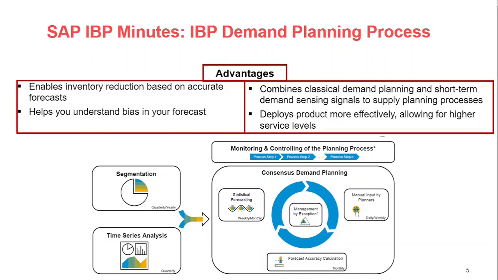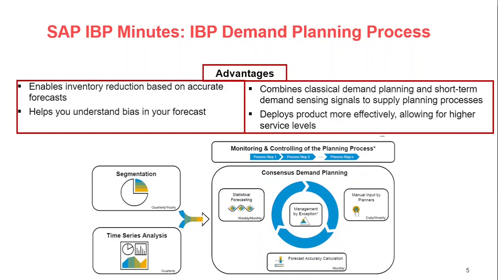The next advantage is that you can understand the bias in your forecast. Bias is having more or less forecast compared to your sales history. Whenever you have forecast numbers, you can easily compare them with the past sales history numbers, so you can easily understand the bias.